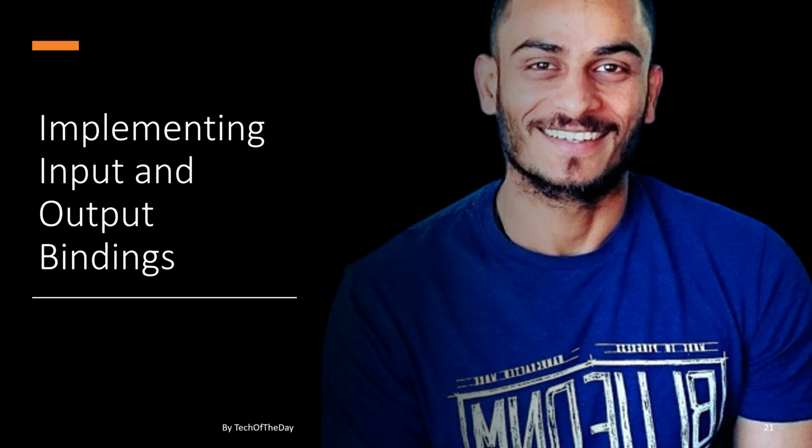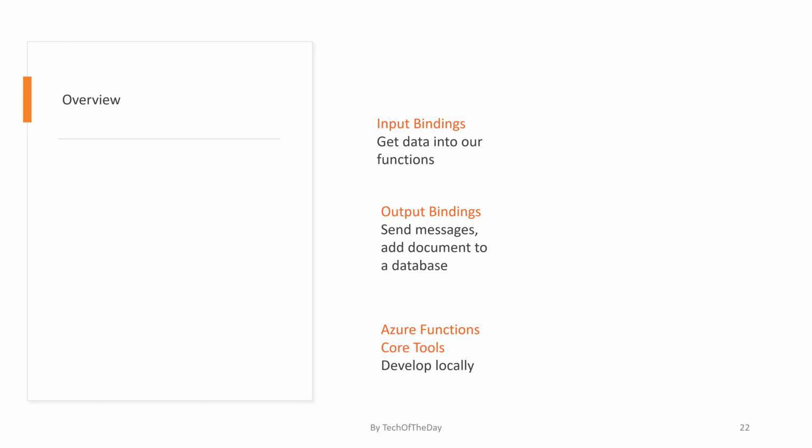A binding is a connection to the data within your function. Bindings are optional and can be input or output. Input bindings are used when we want read access to the data from an external service within our function, and output bindings are used when we want to write data to the external service. So a function can have multiple input and output bindings.